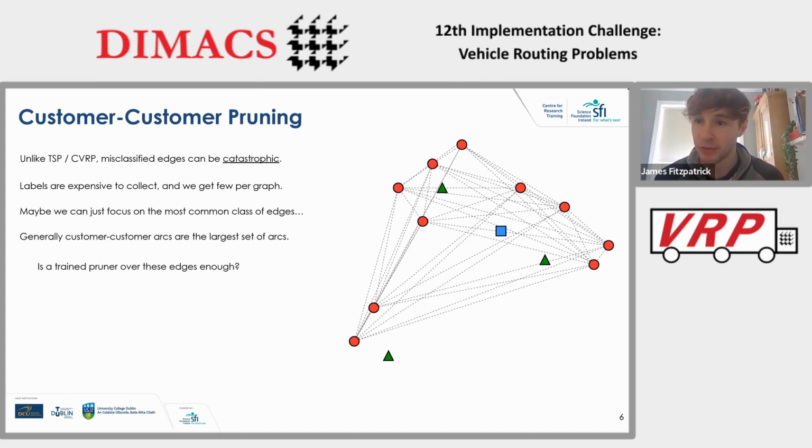So maybe if we just remove a large fraction of the customer-to-customer edges, that might be enough to do well in terms of reducing the solve times. It turns out that that might be the case for the small problems, but it's not the case for the larger problems. And really, it's the larger problems that we want to worry about.